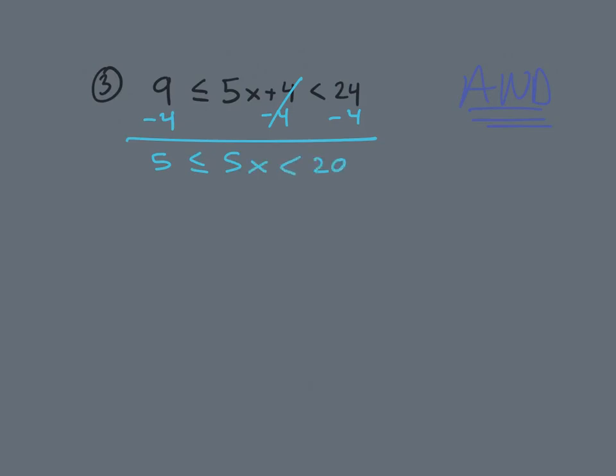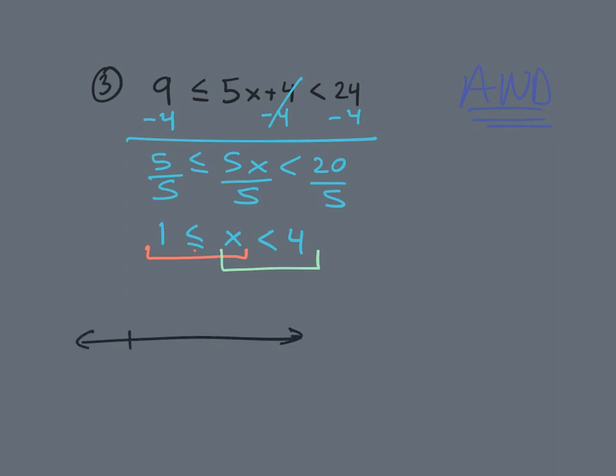To get x alone, now I have to divide by 5. So I divide everything by 5, all 3 parts, and I get 1 is less than or equal to x, which is less than 4. Okay? And you can look at this as 2 pieces. There's this inequality, which is saying x is bigger than or equal to 1, and then this second inequality, which is saying x is smaller than 4. That's what makes it an "and" problem, because both of these things are happening at the same time.